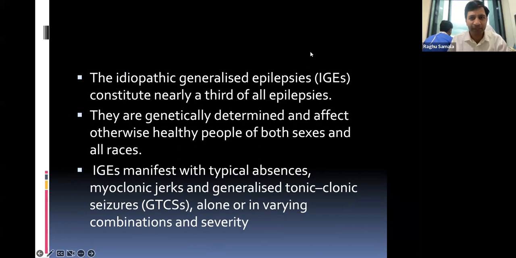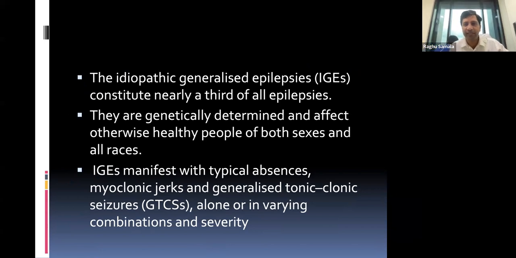See, the idiopathic generalized epilepsies constitute nearly one-third of all epilepsies. They are genetically determined and affect otherwise healthy people of both sexes and all races. Idiopathic generalized epilepsies manifest with typical absences, myoclonic jerks, and generalized tonic-clonic seizures, either alone or in varying combination and severity. Whatever IGE you take, it is a combination of things.